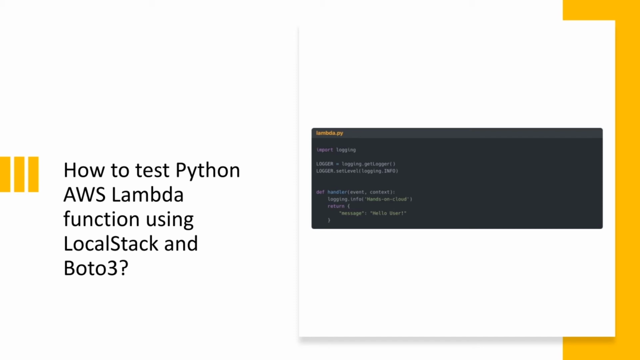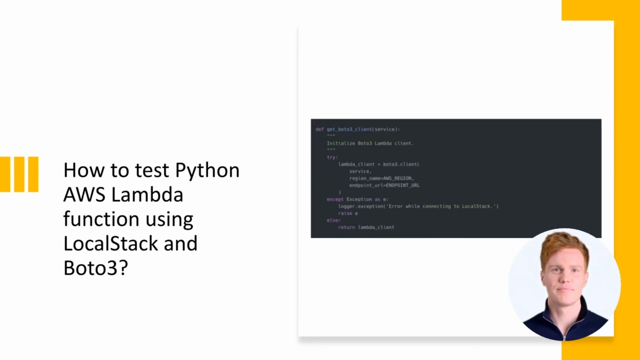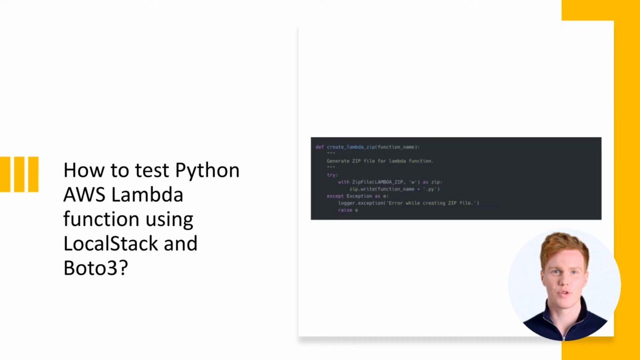Upon invocation, this function returns a simple JSON formatted response. Now, let's define several methods for working with the AWS Lambda service in the main utils file. Here's the required definition of imports, common variables, Boto3 session, and logger. The getBoto3 client method will help us reuse the code for instantiating the Boto3 Lambda client pointing to the local stack. The createLambdaZip method will help us to prepare Lambda deployment zip archive.